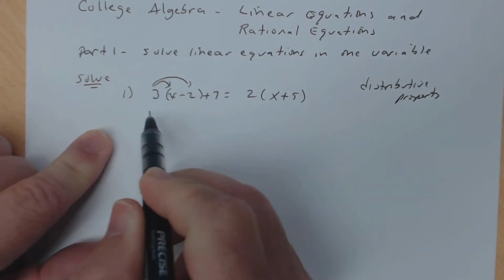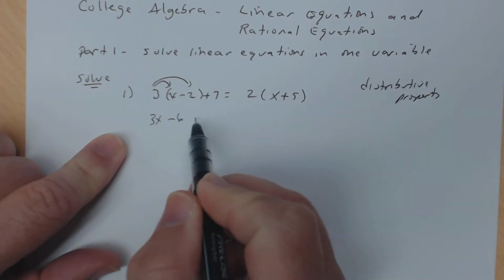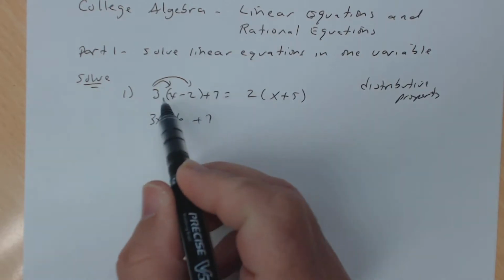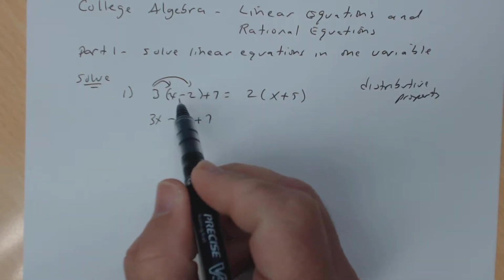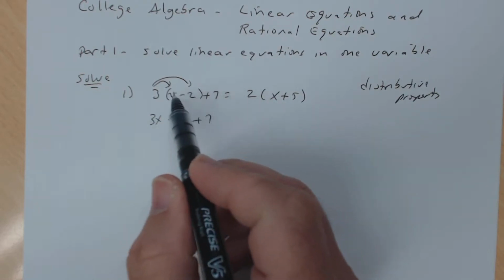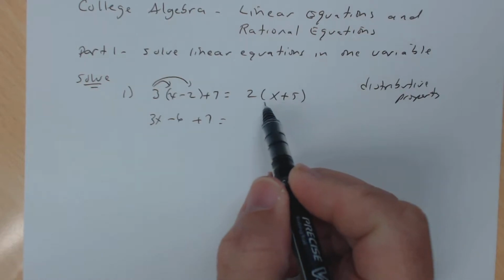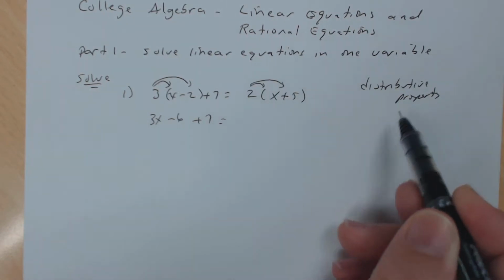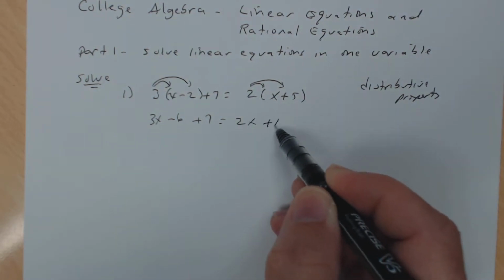So 3 times x is 3x. 3 times a negative 2 is a negative 6, and then plus 7. Now, 7 is not being multiplied by 3, so don't make that mistake. So don't say that's 21. The only terms that are multiplied by 3 are the terms that are inside these parentheses. And so equal. And so here I have another grouping symbol. So I'm going to use the distributive property. And so 2 times x is 2x, and then 2 times 5 is 10.